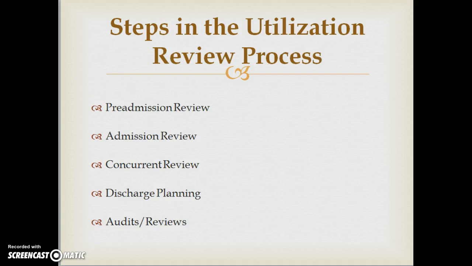There are several steps in the utilization review process. They include pre-admission review, admission review, concurrent review, discharge planning, audits, and other retroactive reviews. Each step plays a role in determining medical necessity. Pre-admission and admission review steps involve case managers using criteria and screening software, and in some cases, they may contact the patient's third-party payer to confirm that the admission is approved.